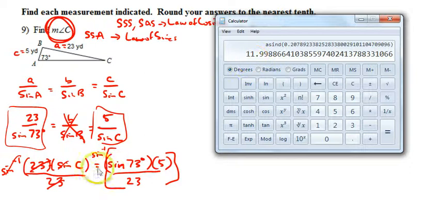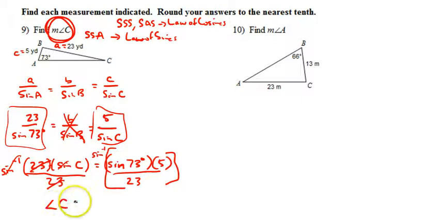11.99. So this is rounded to the nearest tenth. It's going to be 12. So angle C equals 12 degrees.